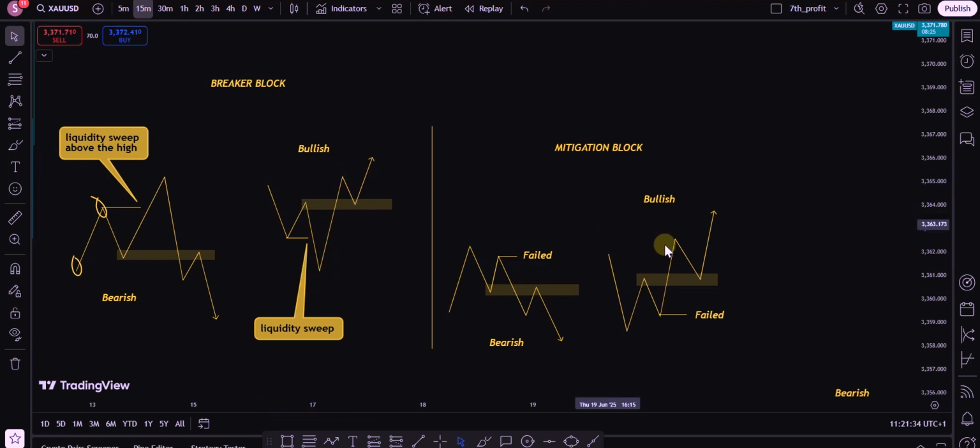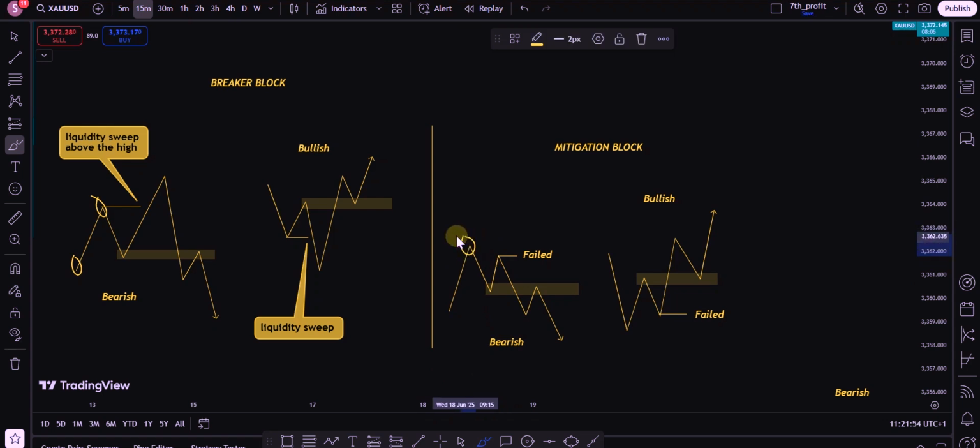I hope you understand. Now for the mitigation block, this is a bearish mitigation block, as you can see. A bearish mitigation block fails. This particular one fails to sweep liquidity above the previous high. As you can see, we have our previous high right here. It fails to sweep liquidity above the previous high, failing to create a higher high. That is the major difference between a mitigation block and a breaker block.